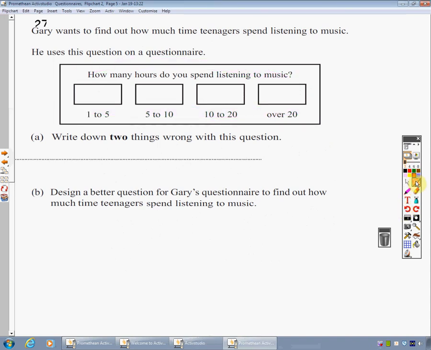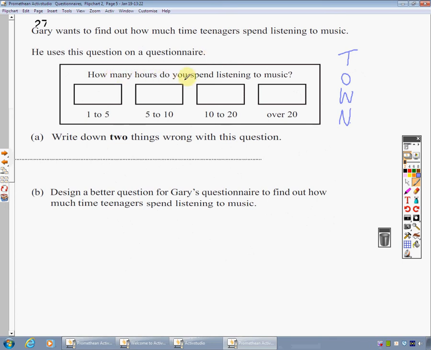Gary wants to find out how much time teenagers spend listening to music. He uses this question in the questionnaire. How many hours do you spend listening to music? 1 to 5, 5 to 10, 10 to 20, over 20. Write down two things that are wrong with this question.